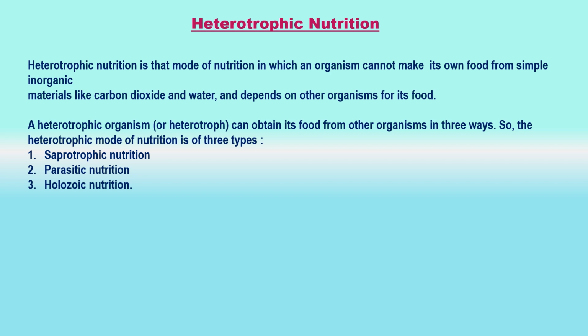Saprotrophic nutrition is that nutrition in which an organism obtains its food from decaying organic matter of dead plants, dead animals, and rotten bread, etc. The parasitic nutrition is that nutrition in which an organism derives its food from the body of another living organism without killing it. The holozoic nutrition is that nutrition in which an organism takes the complex organic food materials into its body by the process of ingestion. The ingested food is digested and then absorbed into the body cells of the organism.